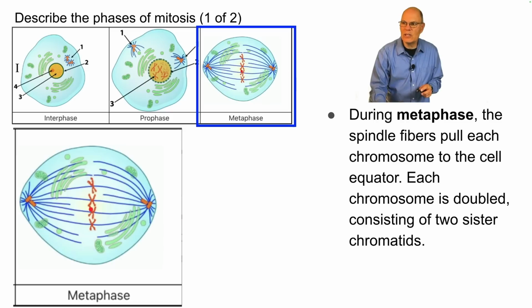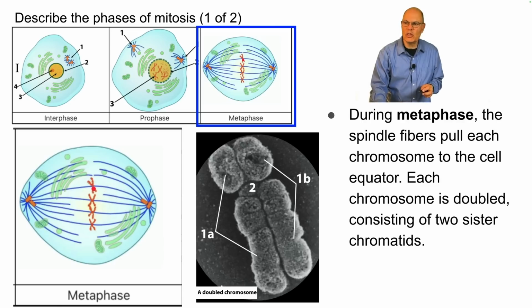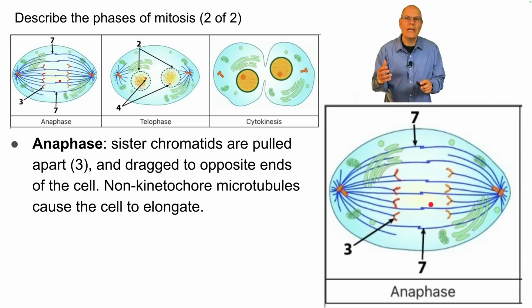During metaphase, the spindle fibers grab onto the chromosomes and they pull and push them to the cell equator. If you can sort of imagine a line running down from top to bottom, that would be the cell equator. I talked about this X-like formation that the chromosomes are in. That's because each chromosome is doubled and consists of 2 clones called sister chromatids. During anaphase, the spindle pulls the sister chromatids apart and starts dragging them to the opposite ends of the cell.